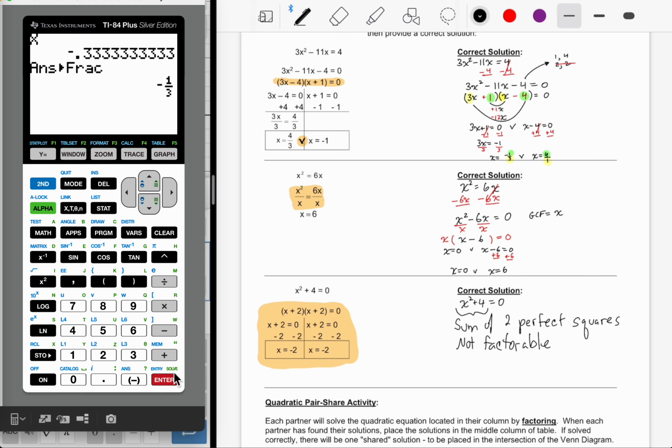So it's not factorable. Now, if we think about the zero product property, two factors whose product is equal to 0. Well, if it's not factorable, I can never come up with two factors. So the zero product property does not apply. So yeah, they did everything wrong.